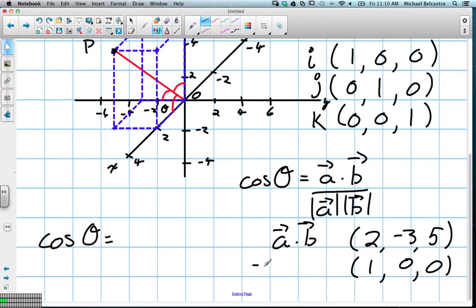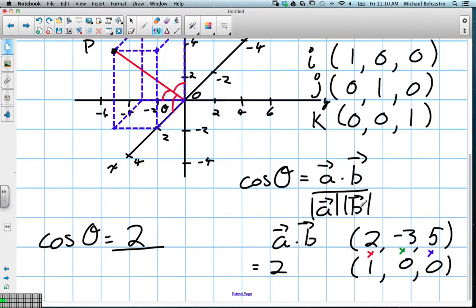What is our dot product going to be of these two vectors? Remember, the process is we multiply the x's by each other, the y's by each other, and the z's by each other and add them together. Because we have two zeros, these are going to cancel out. We're just left with the value of 2. So our dot product is relatively simple to come by.